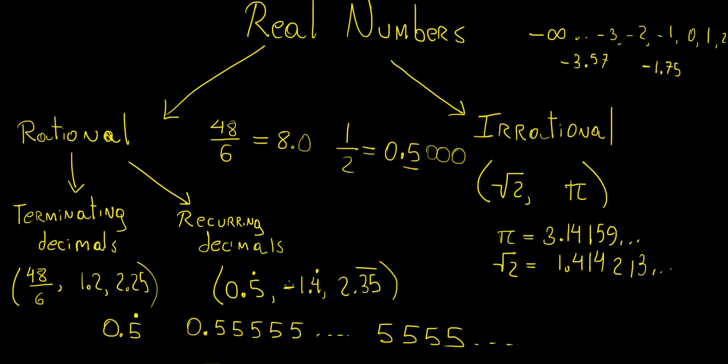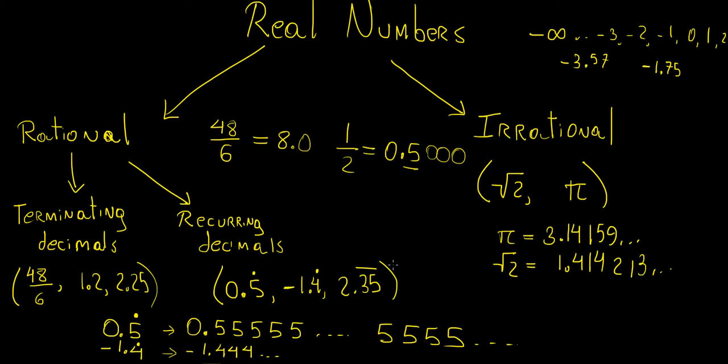So another example would be, of course, minus 1.4 with a dot on top of the 4. This essentially means that the 4 here is going to be repeated. So we're going to have the following number, minus 1.4, 4, 4, and then the 4 is going to repeat all the way to infinity. So we have an infinite number of decimal places.